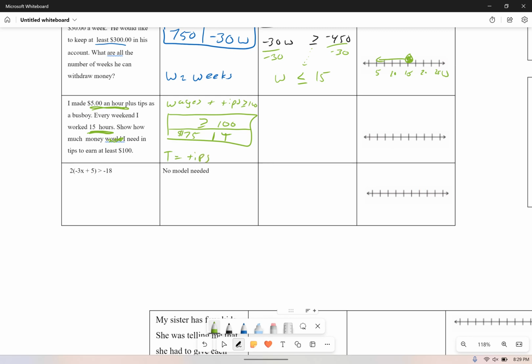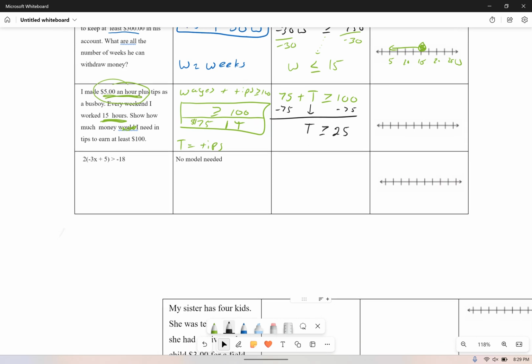And this is where it's a little bit tricky because you're going to see this $5 an hour. You're thinking, oh, that's where my variable term is. But it's not. We know that if I'm going to work 15 hours, and I'm making $5 an hour, I'm always going to make $75 plus the tips. Now, after I get rid of my 75, it's going to tell me that the amount of tips I have to earn has to be greater than or equal to 25. I thought that was a good question.